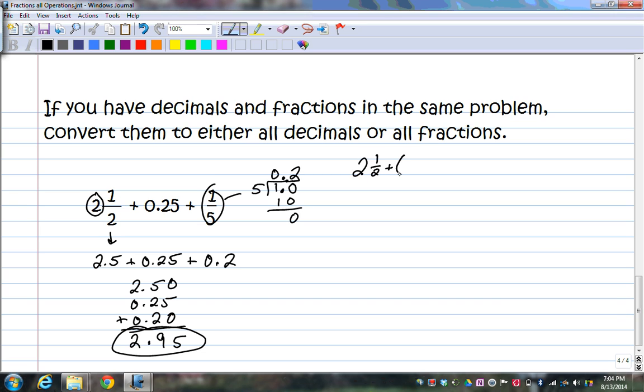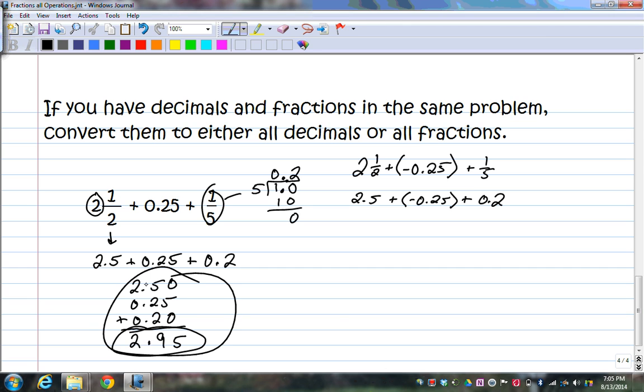2.5, and this time we say plus a negative 0.25, plus 1/5. Now, the nice thing about this one is that we already know what the decimal equivalents are, so we can just go ahead and write that. So I have 2.5 plus a negative 0.25 plus 0.2. Now I can't just take all of these this time and line them up like I did over here. That won't work because the first two I'm actually going to have to subtract because this one's positive and that one's negative. So I'm going to do that first.